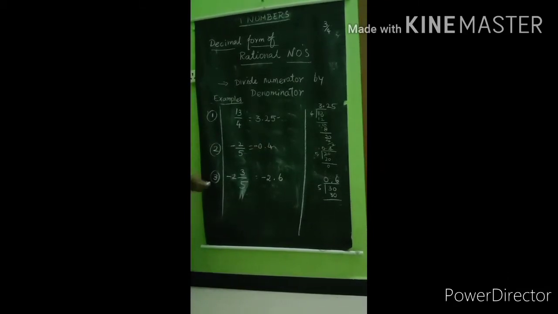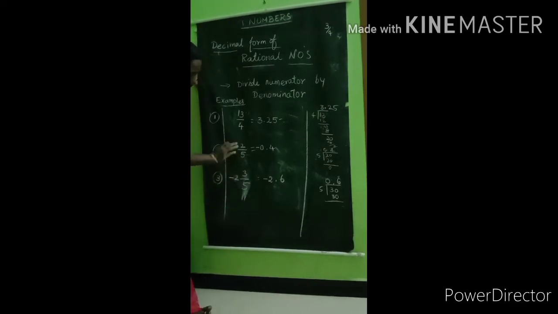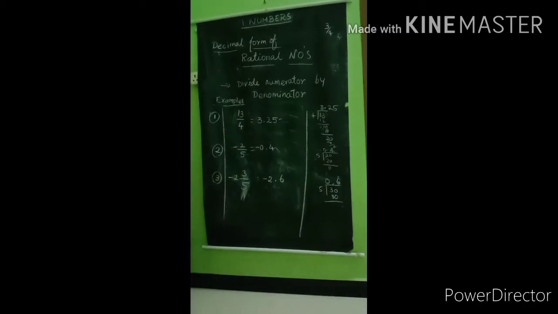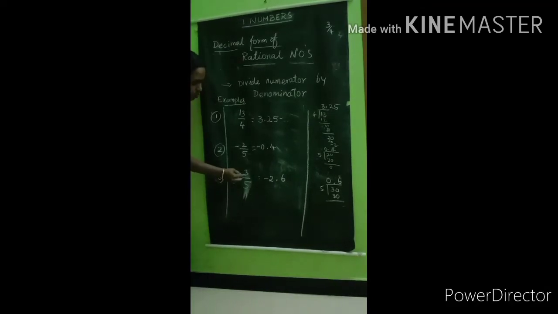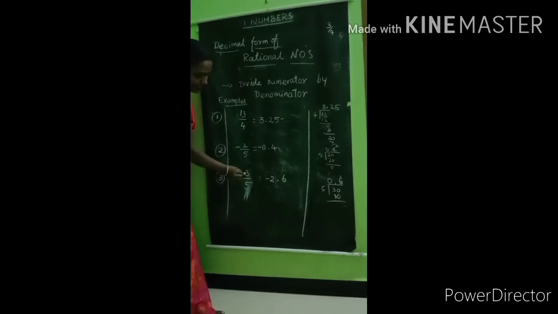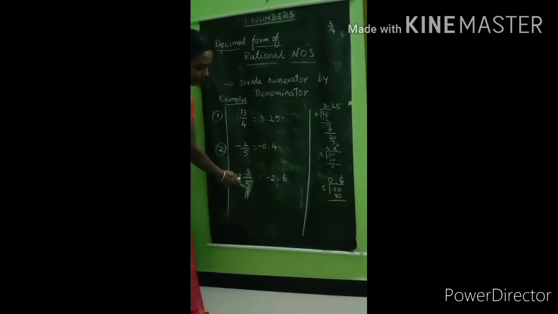Then the final one, given as minus 2 3 by 5. This one is positive, this one is negative. This one is a mixed fraction. So the minus 2 goes to the whole part. Then 3 divided by 5, we get some answer, and that only goes to the decimal part. Then 3 by 5.